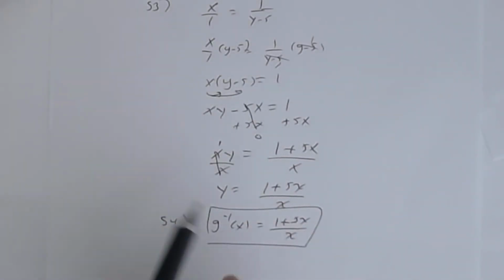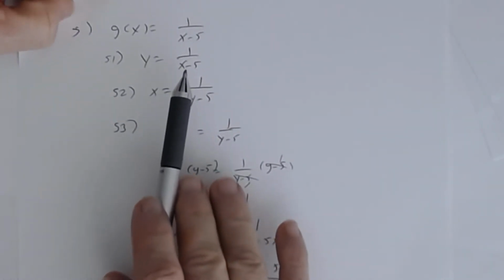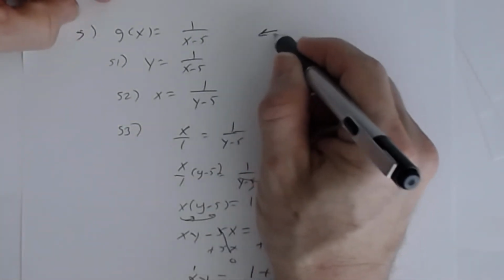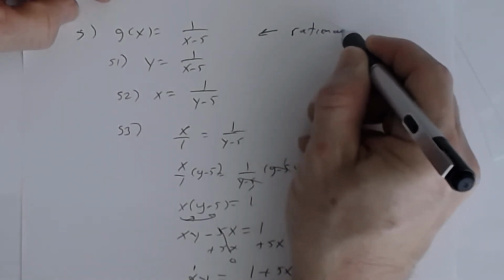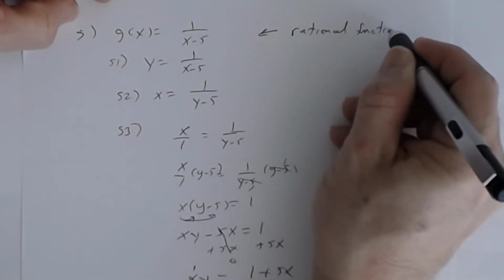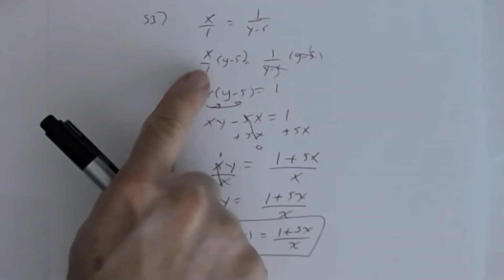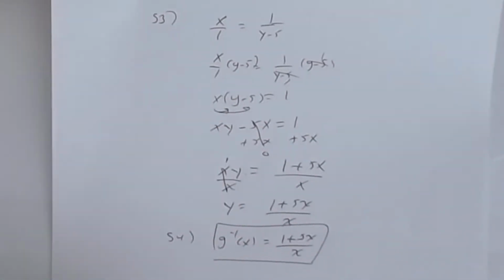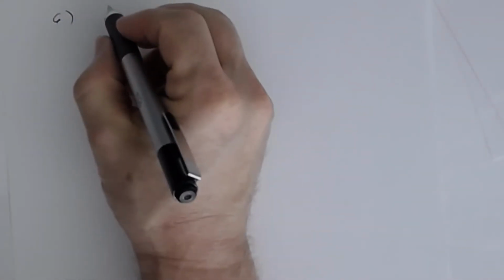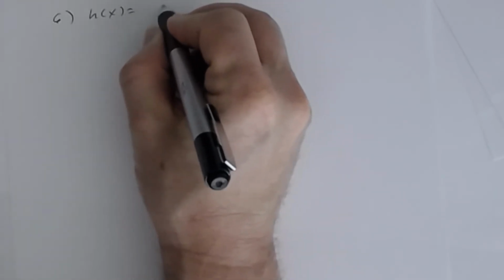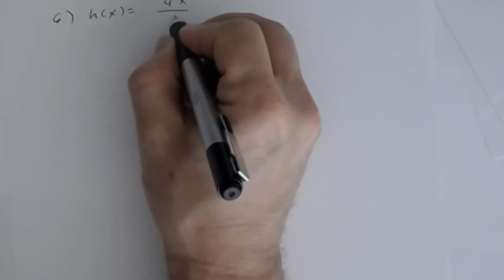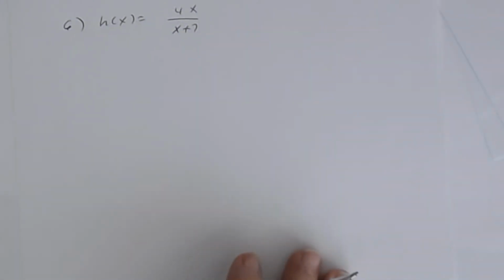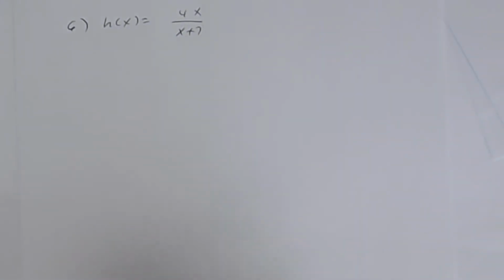Notice number 5 was a little bit more involved because you are dealing with a rational function. So remember, these are rational functions here. Those are a little bit more involved in terms of finding the inverse. So let's do another rational function. So this is going to be number 6. All right, now watch the steps. So you have h of x is equal to 4x divided by x plus 7.